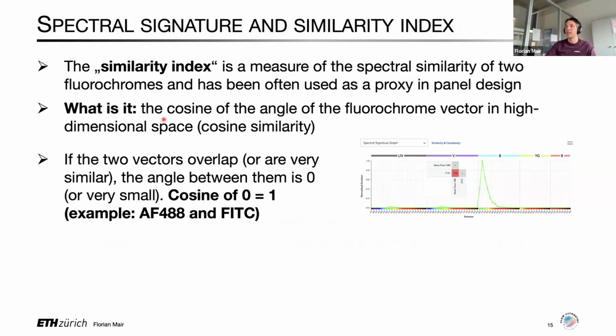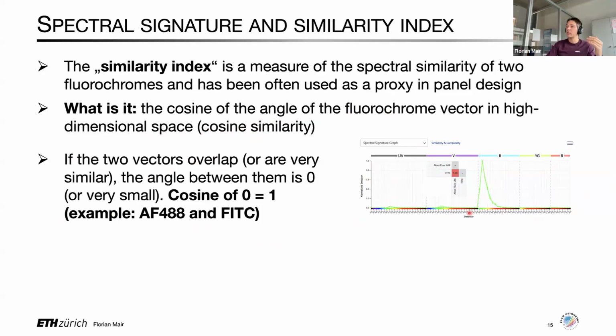So the similarity index is basically the cosine of the angle of the fluorochrome vector in high dimensional space, or the cosine similarity. That sounds terribly complex, but if you think about it, it's actually really, really simple. So I'm showing you here one example, which is the normalized spectral signature of two different fluorochromes, but you actually cannot see two different fluorochromes because these two green lines virtually overlap. It's Alexa Fluor 488 and FITC. And you can see that there's this minute difference here in this spectral space, but otherwise they are virtually overlapping.